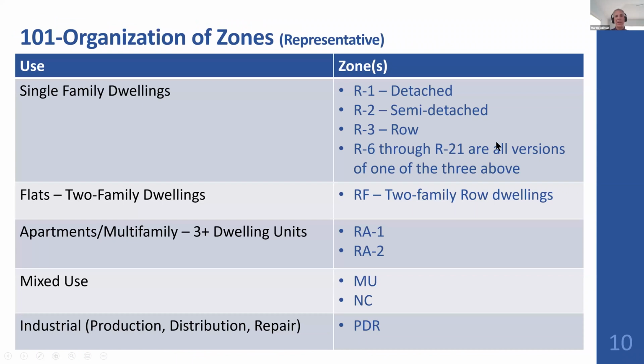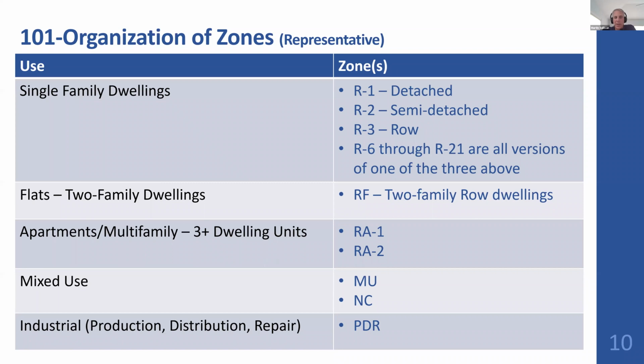Now, organization of the zones that you'll be dealing with in the district. I don't have all the zones in here. This is representative, but the zones I list here are probably 95% of what I work on. So the residential zones can be broken down into 3 categories. There's single family dwellings, there's 2-family dwellings, and then there's multifamily, which is 3+.